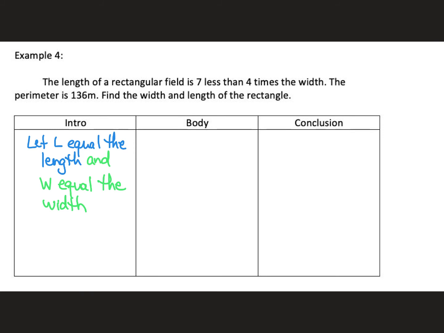So now let's translate some stuff. Let's go back up. The length, L, of a rectangular field is 7, and then less, and then switch, right? Because it's 7 less than 4 times W. And then we have the perimeter is 136. We have to remember that perimeter is all the way around the rectangle, okay? First, let's write down our first sentence. So we have L equals 4W minus 7. And that has to do with the less than. It tells us to switch these two things, okay?